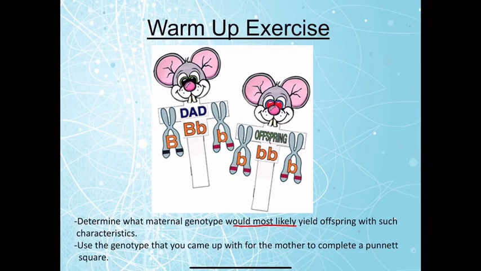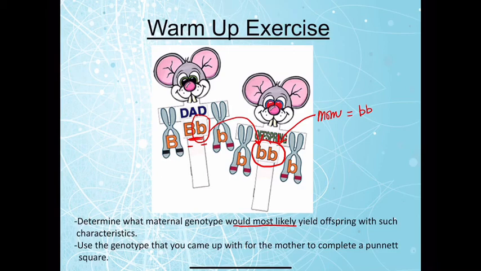Okay, so our offspring has little b, little b. Our dad has big B, little b. So we know that dad can donate either a big B or a little b allele, okay? Clearly, he gave that little b allele to his offspring, okay? So the mother also must have given a little b allele to the offspring. So the maternal genotype that would be most likely for that would be little b, little b.